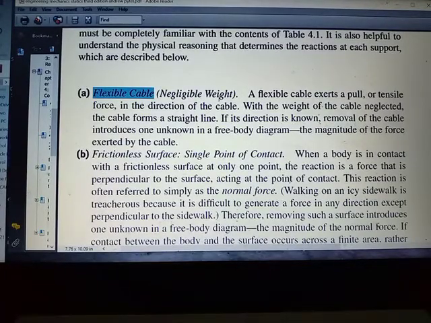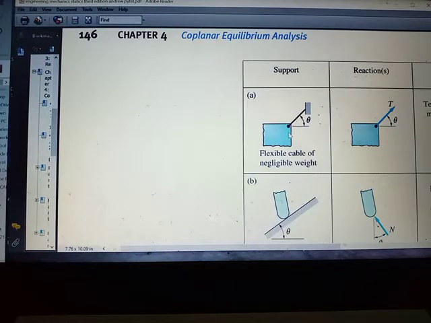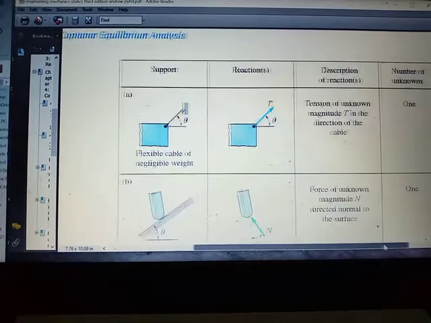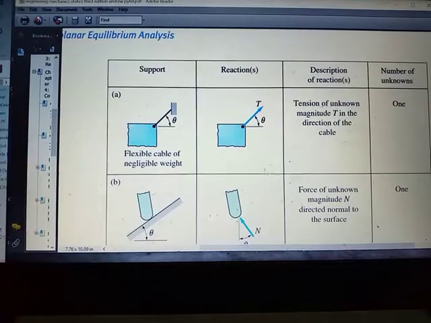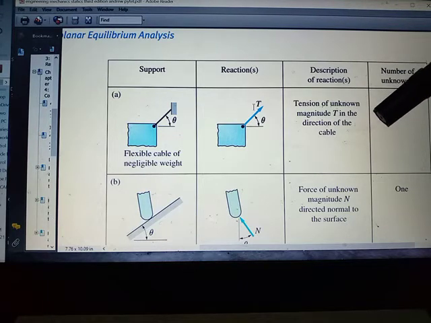So, okay, makikita na. Pag sinabing cable, nandito yan. Ito yung flexible cable natin. Kapag flexible cable kasi, pag sinabi natin cable, yung cable is only capable of supporting tension forces. Okay? So, ibig sabihin, yung cable mo is hindi siya pwede sa compression. Dalawa kasi yan, yung tension saka yung compression. Tension of unknown magnitude T in the direction of the cable.